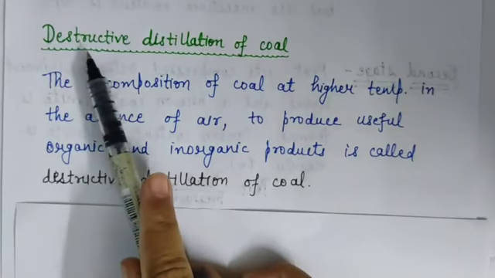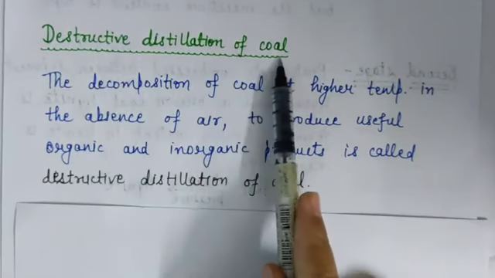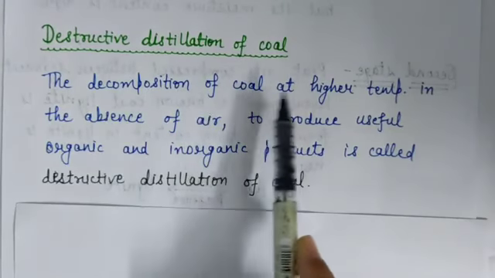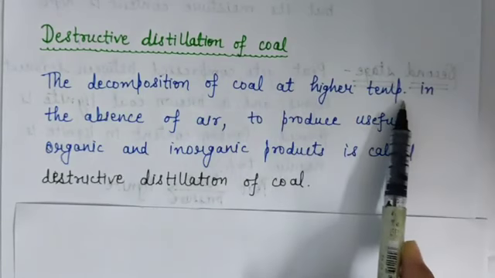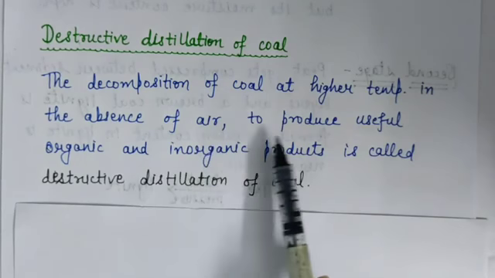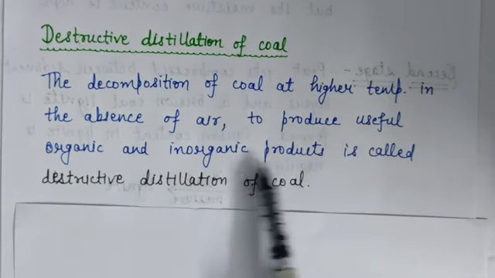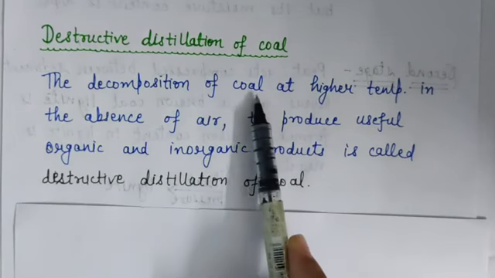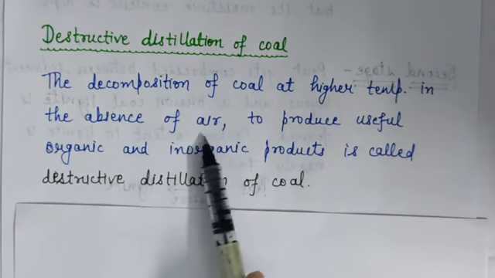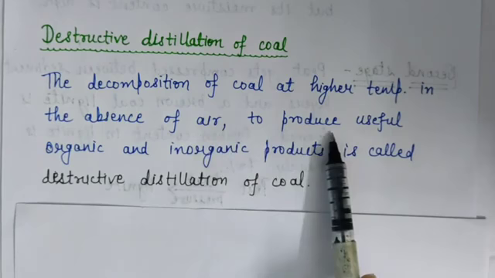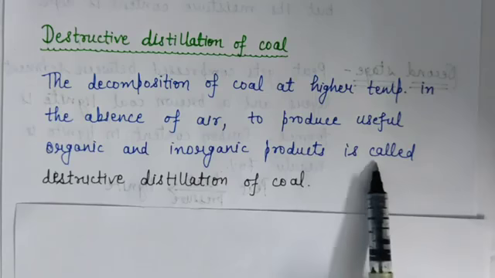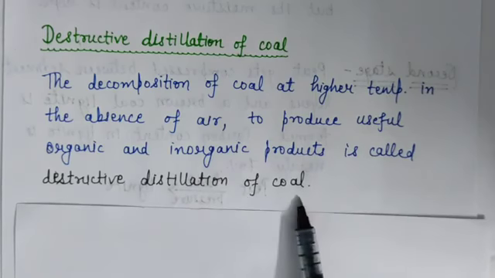Now our next topic is destructive distillation of coal. What is destructive distillation of coal? The decomposition of coal at higher temperature in the absence of air to produce useful organic and inorganic products. It means when coal is decomposed at higher temperature but in the absence of air, then it will produce useful organic and inorganic products, and this process is called destructive distillation of coal.